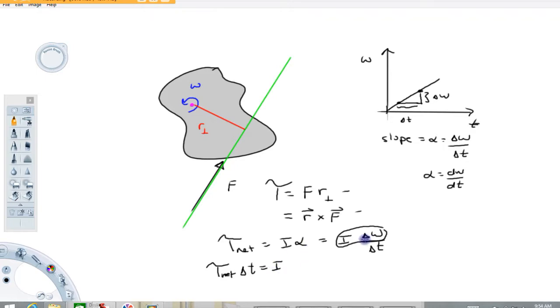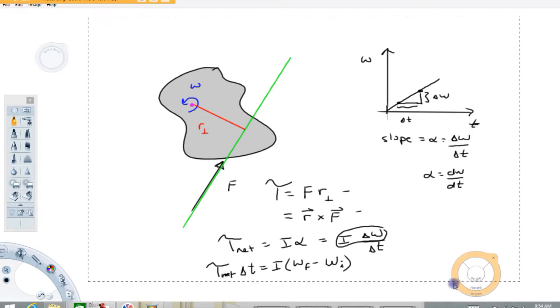I'm sorry, not angular velocity, but I times the change in angular velocity, which I'm going to go ahead and write as final angular velocity minus initial angular velocity. Now, the I times the initial angular velocity is the initial angular momentum of the system. I times the final angular velocity is the final angular momentum of the system.